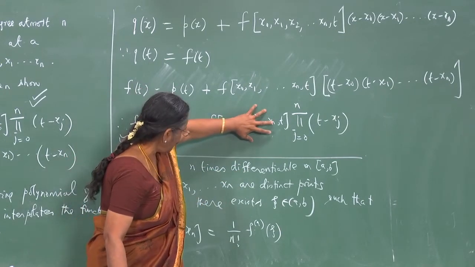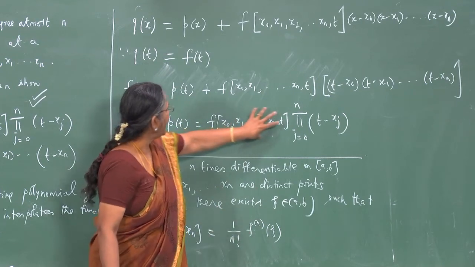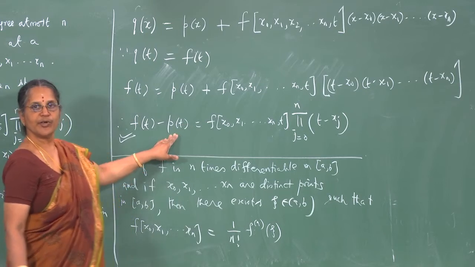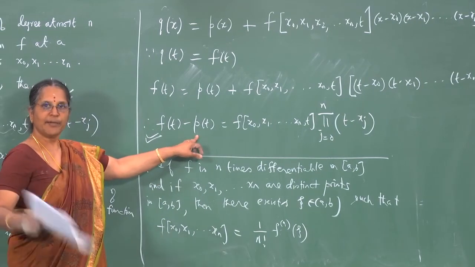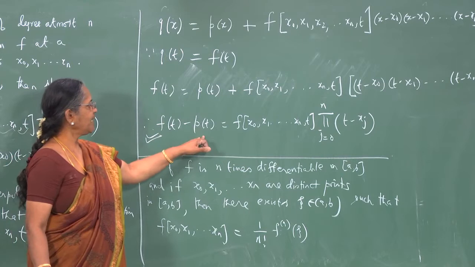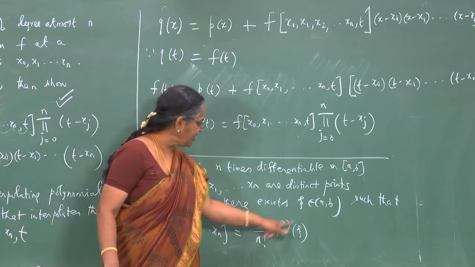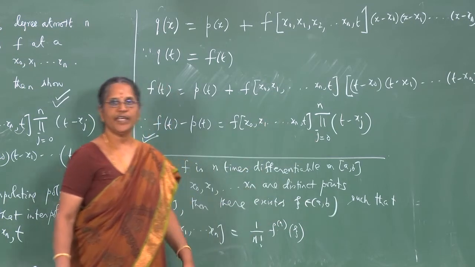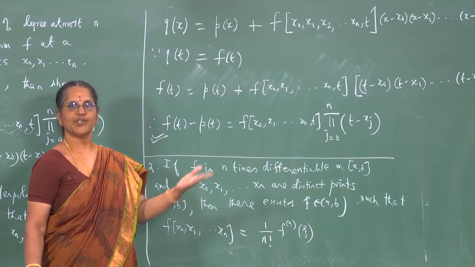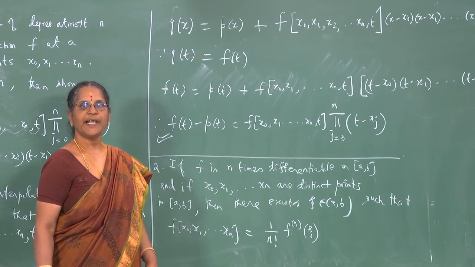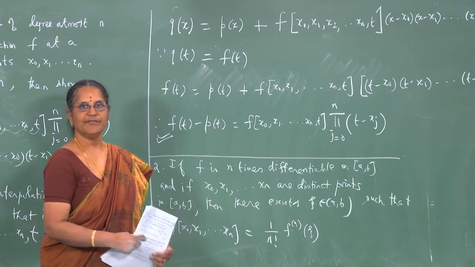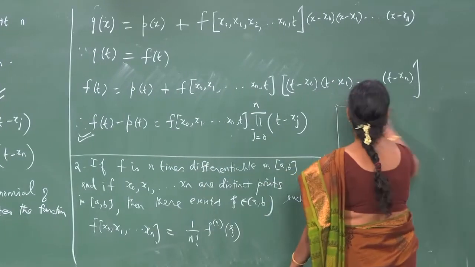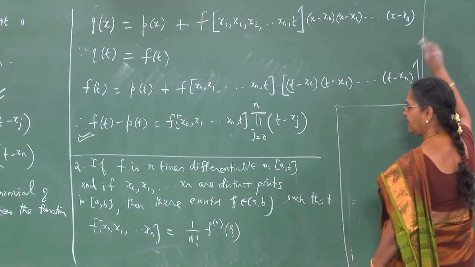So, if I substitute in terms of this result, then I essentially get the result which we have already computed for error in interpolation. Namely, f of t minus p of t is the n plus 1th derivative at psi by n plus 1 factorial into the product of certain factors which we had denoted earlier by pi n plus 1 of x. So, let us work out the details of the proof of this problem.